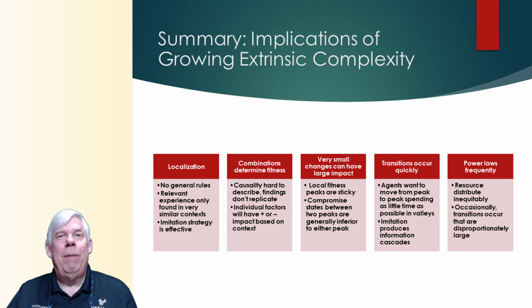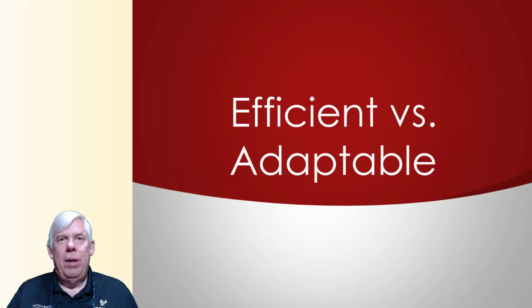Finally, we need to expect power laws will frequently appear, and we need to plan for them. If you don't plan for power law events, then you can be very successful in the short term, but in the long term, you will invariably end up losing everything. So before I wrap things up, the final topic I want to introduce is that of efficiency versus adaptability, which I think is one of the most important trade-offs that you need to make when dealing with complex environments.